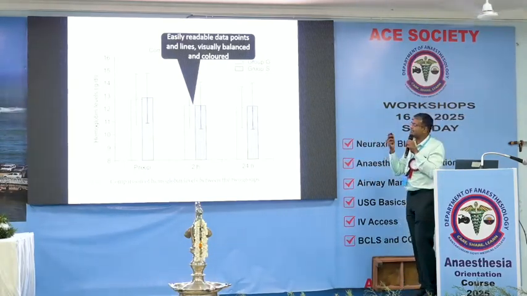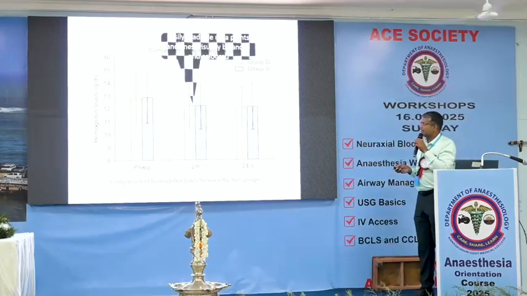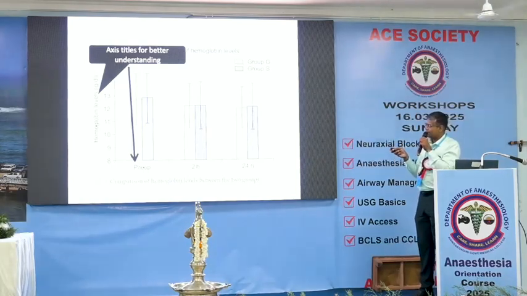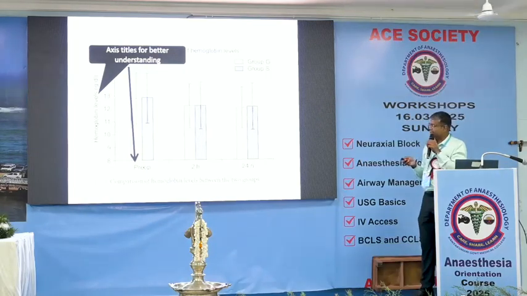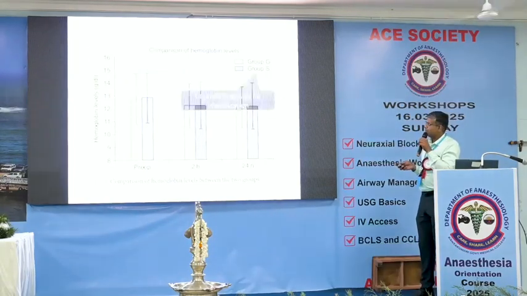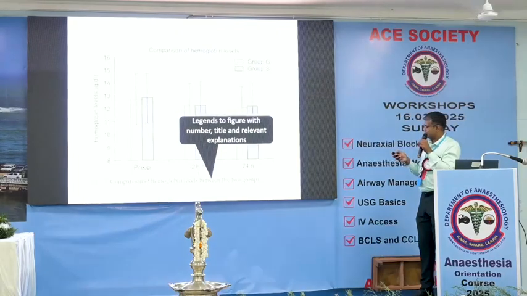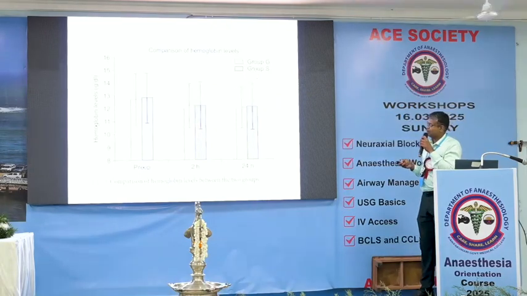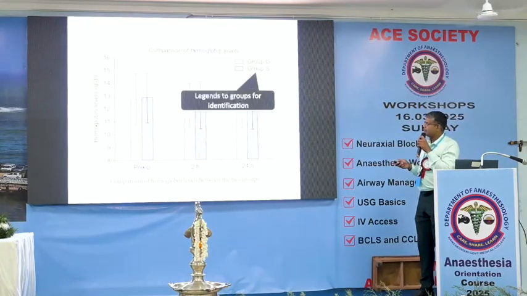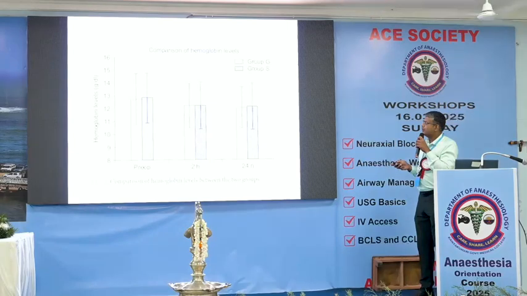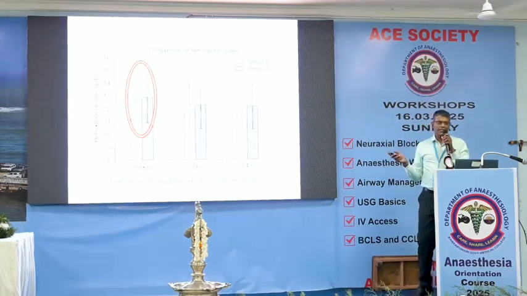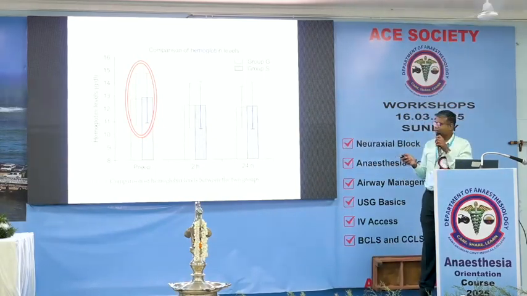The advantage of a figure is that it is easily readable and visually balanced. You should clearly mention on both the x-axis and y-axis what each represents, so that it is better understood. There should also be a legend, which helps us identify which group the study belongs to. And then there are error bars. If they are mentioned, they add more importance to your figures.